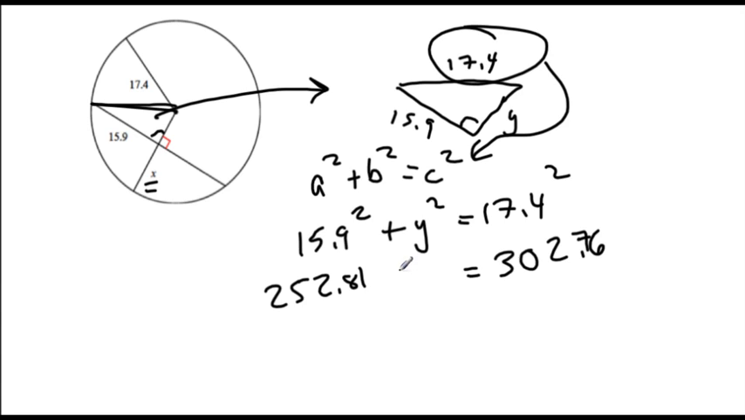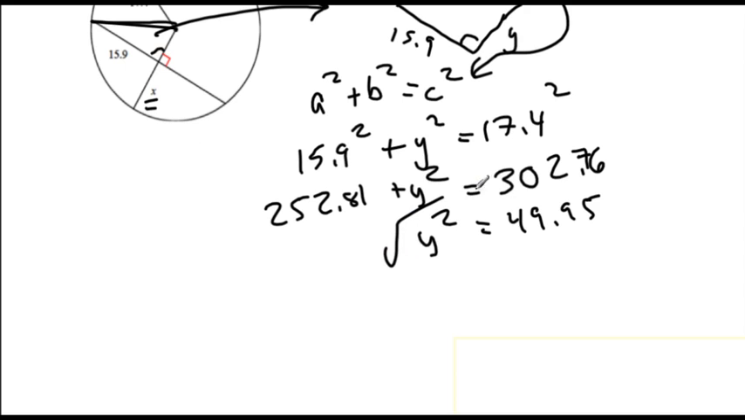252.81 is 15.9 squared. Y squared we don't know, but when we subtract, we get 49.95. All right, next step, take the square root. Square rooting it cancels the squared. We get y equals 7.06.